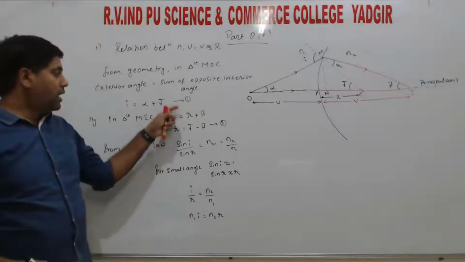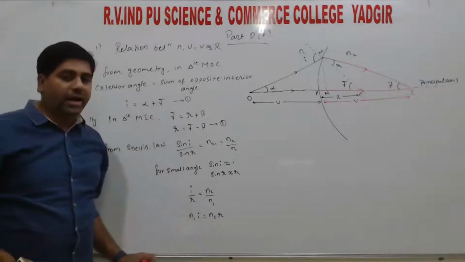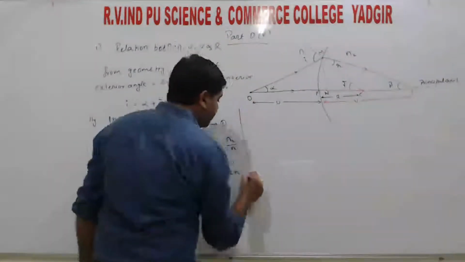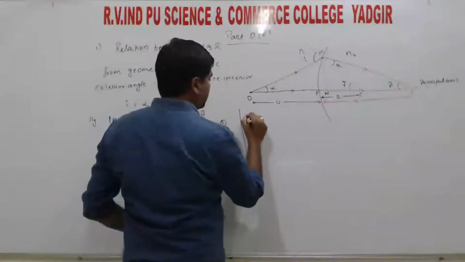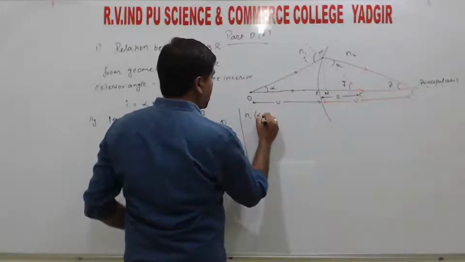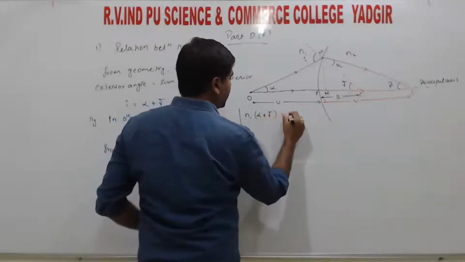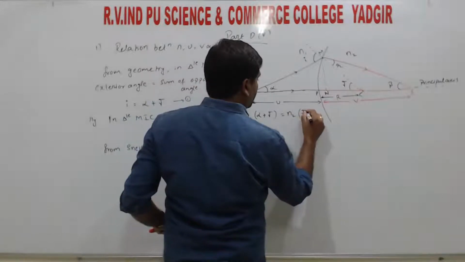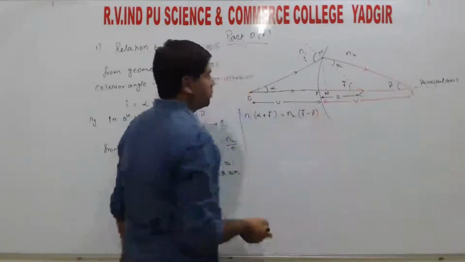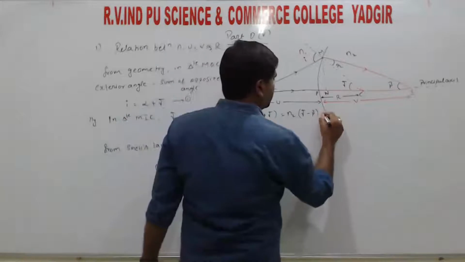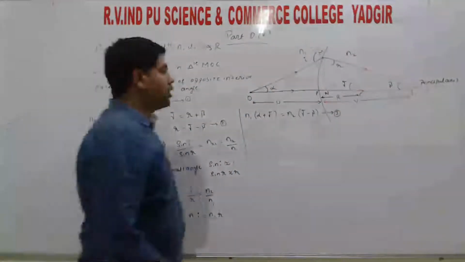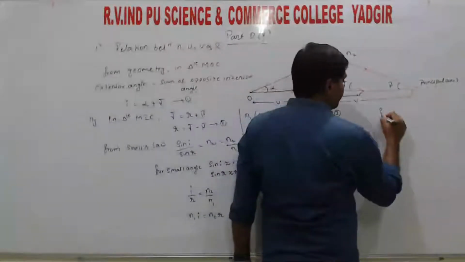So from 1 and 2 we have the values of I and R, so substituting there, we get N1 into alpha plus gamma, that is equal to N2 into gamma minus beta, right? So call this the third relation, right?